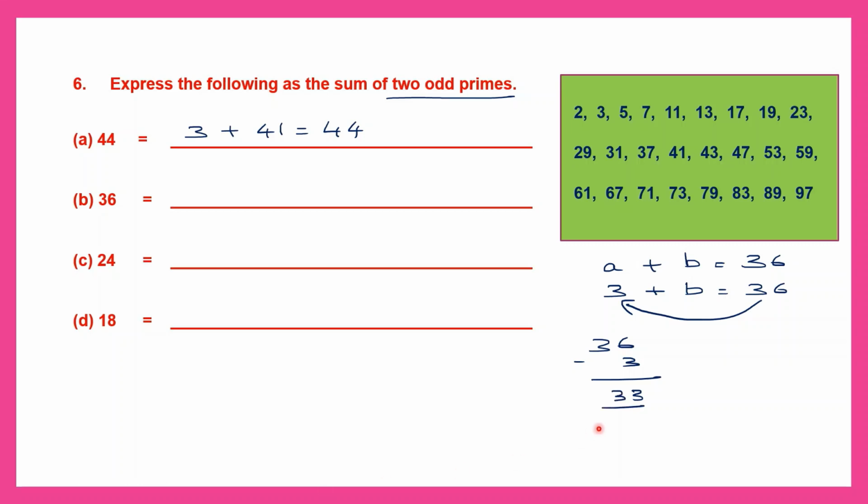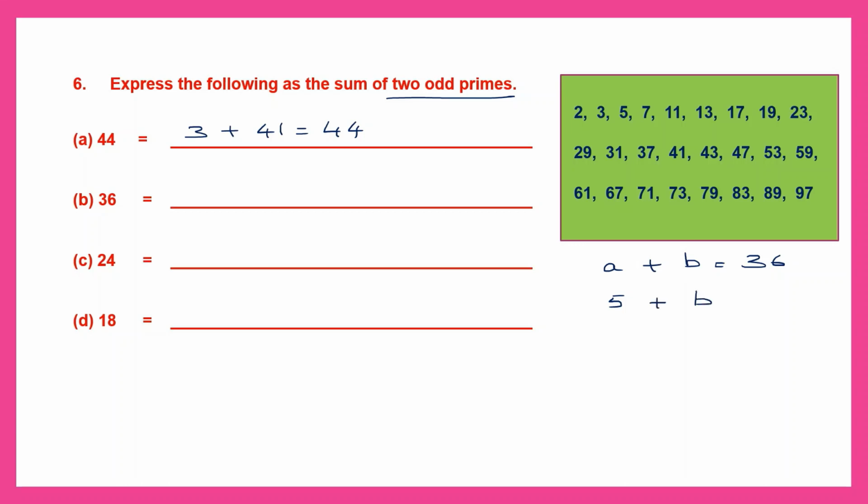Let's see if 33 is a prime number. Here we have 31 and 37, so 33 is not a prime number. So we cannot say 3 plus 33 is 36. We cannot use them because 33 is not a prime number. So now instead of 3, let's go on to the next prime number, 5. Let's try with 5. A plus B, two odd prime numbers, should give us 36. We're going to start with A being 5.